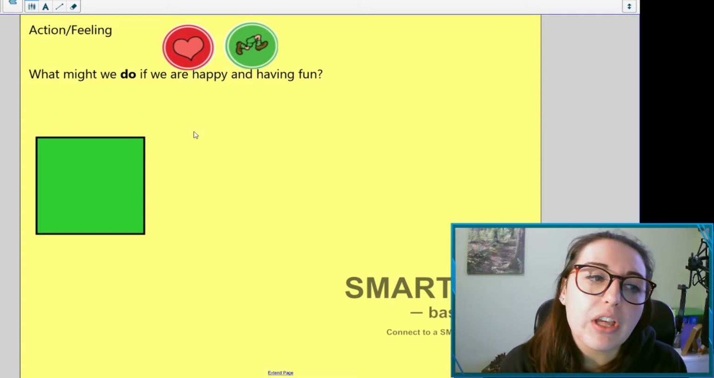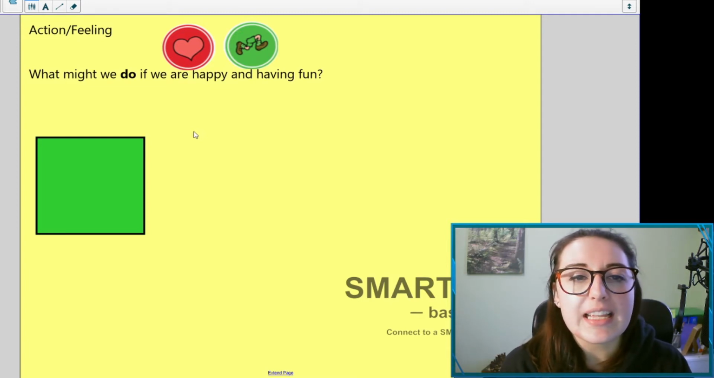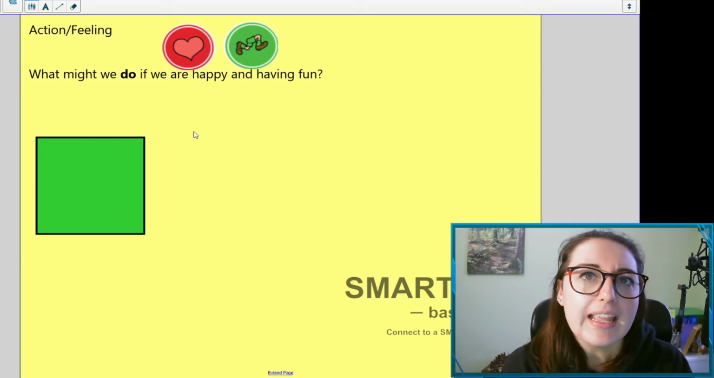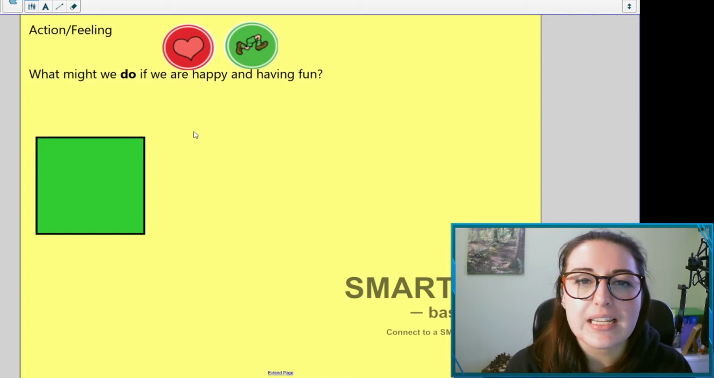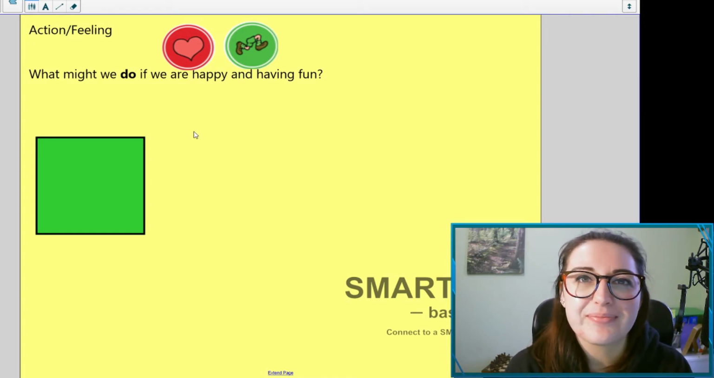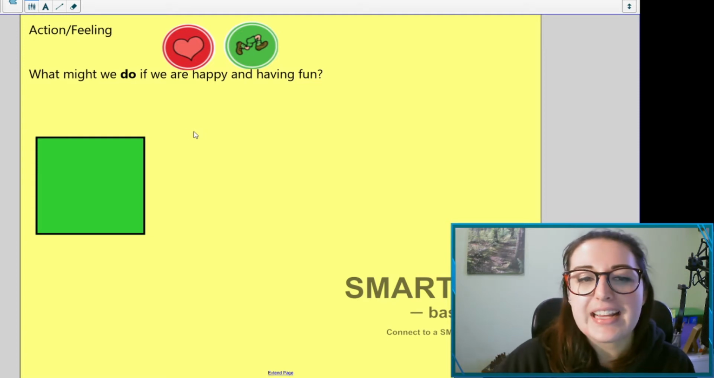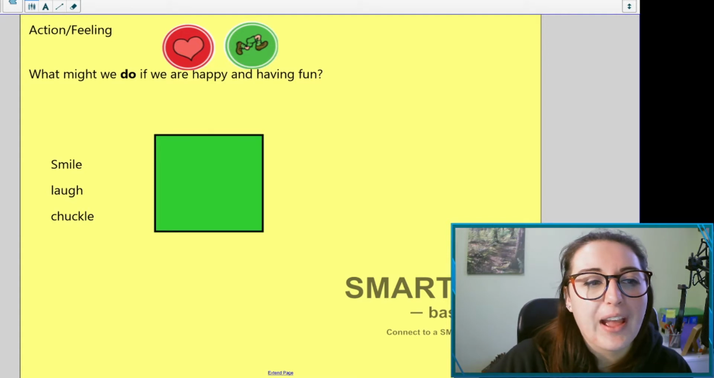Now we have got two, the other one is just on a separate slide. So, on the first box, I'd like us to think about what would we be doing if we are happy and having fun? So we're kind of looking at an action feeling, show don't tell sentence. What might we be doing to have fun in your first box, please? Okay, so it might be smiling, laughing, chuckling, all those kind of things to show we're happy.